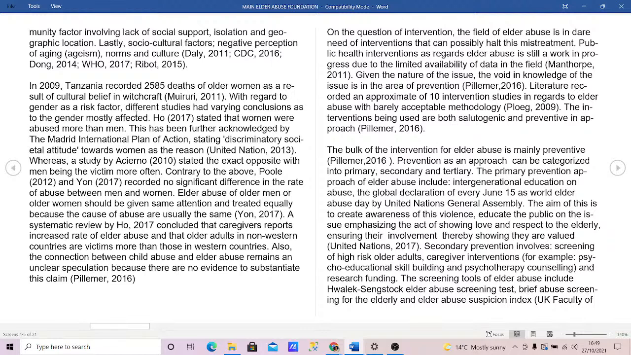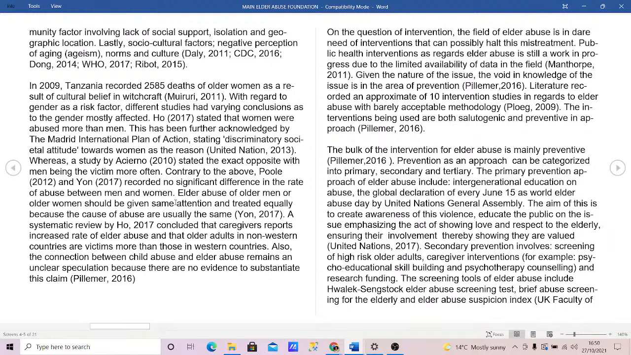What I mean by backup is, say for example here, the first statement says that women are abused more. It now backs it up that another study, another body, which is, I mean, a reputable body, the Madrid International Plan of Action, has also backed up that same sentence that women are abused more than men. So there are also contrary views, and we put all that. So that makes it make sense. Let me put it that way.